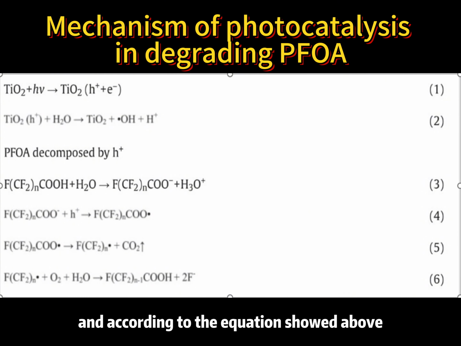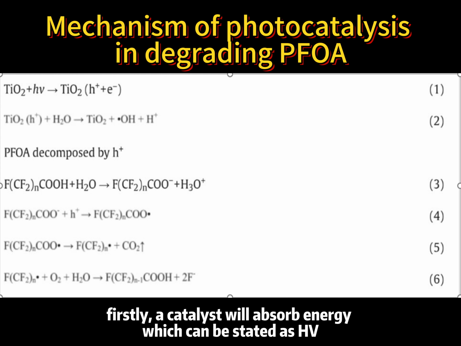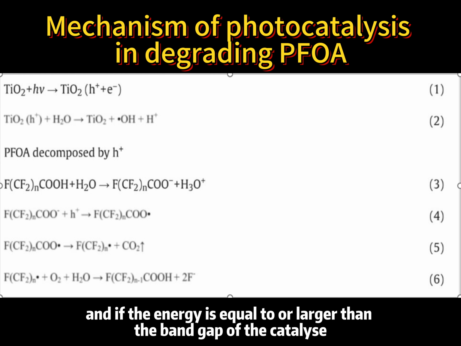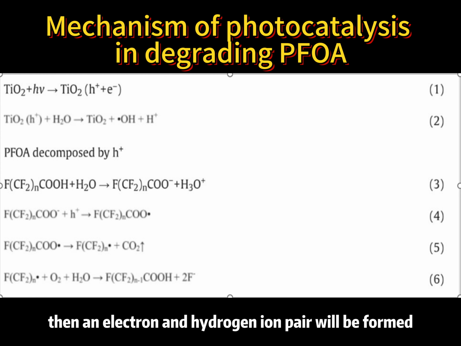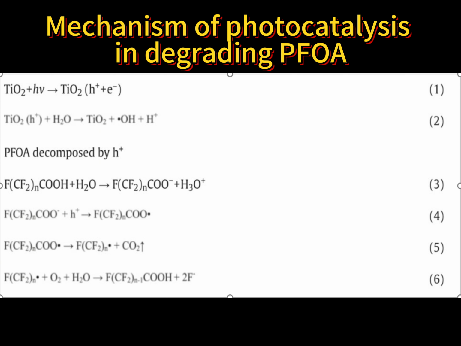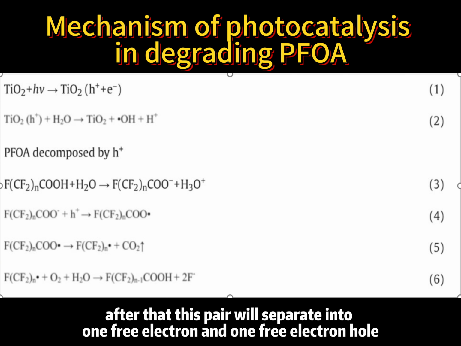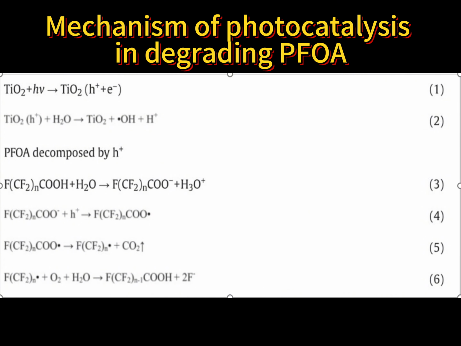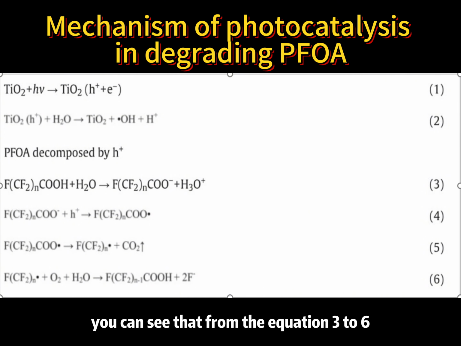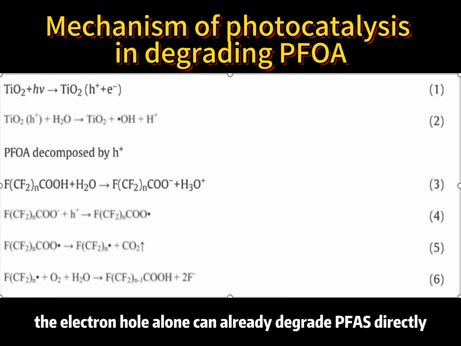According to the equation shown above, firstly a catalyst will absorb energy, which can be stated as hv, and if the energy is equal to or larger than the band gap of the catalyst, then an electron and hole pair will be formed. After that, this pair will separate into one free electron and one free electron hole. Normally speaking, you can see that from equations 3 to 6, the electron hole alone can already degrade PFAS directly.